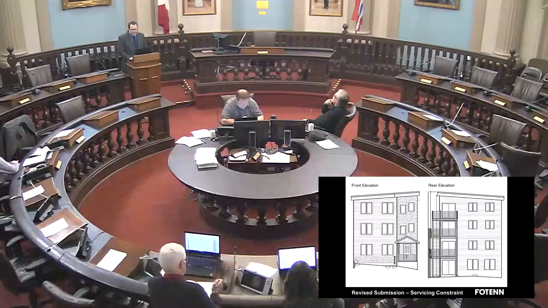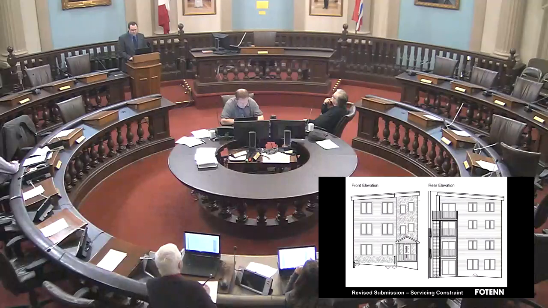Now, what changed is servicing constraints in the area, and Utilities Kingston does not recommend basement units in the servicing constraint area. As a result, we've added a floor to the building, but still within the provisions of the A zone, in terms of height and massing and setbacks and whatnot.